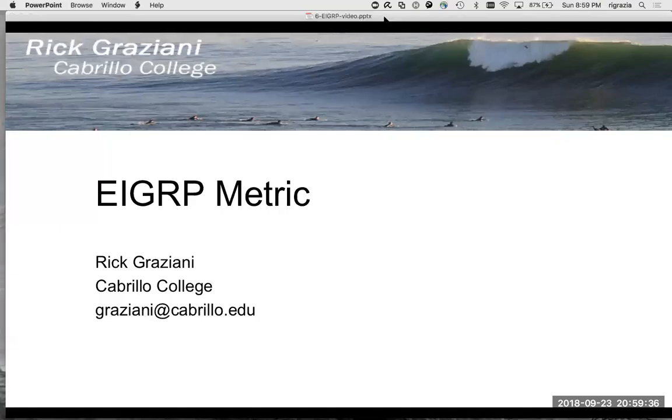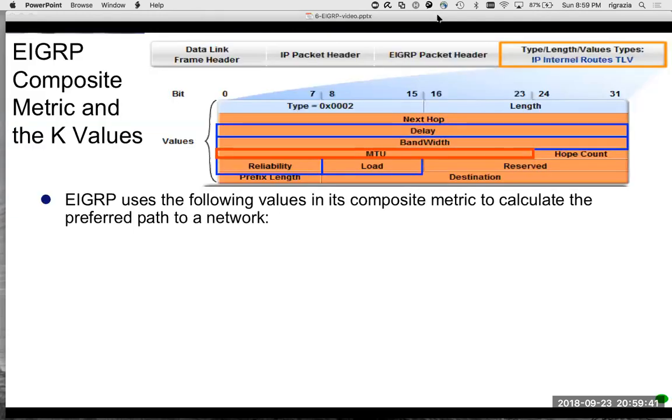Hi, in this video, we're going to talk about the EIGRP metric. EIGRP uses two values, up to 4, but 2 by default, to come up with the routing metric, meaning the value it uses to determine what is the best path. In RIP, there's something called hop count, the number of routers away the destination network is. Lower the value, the better the path.